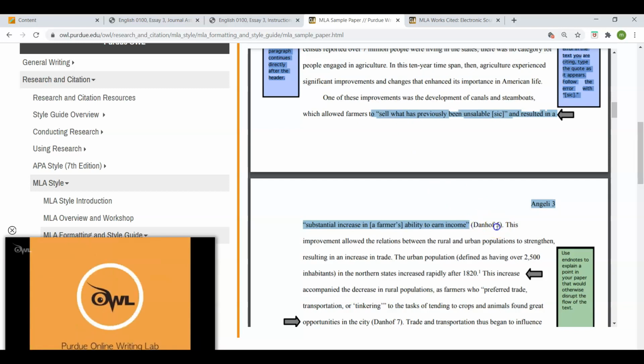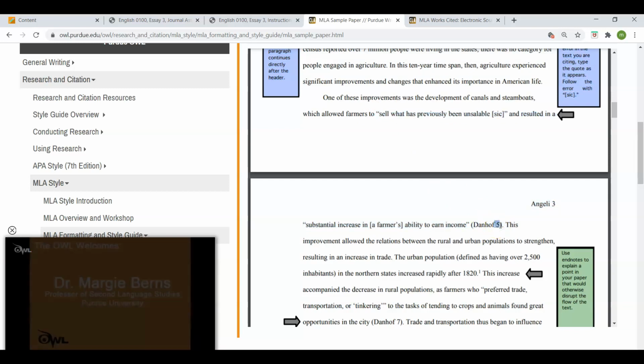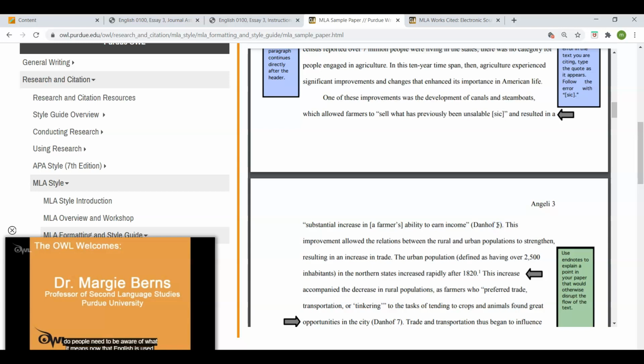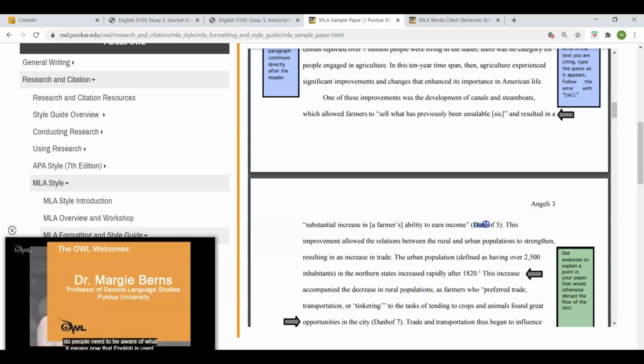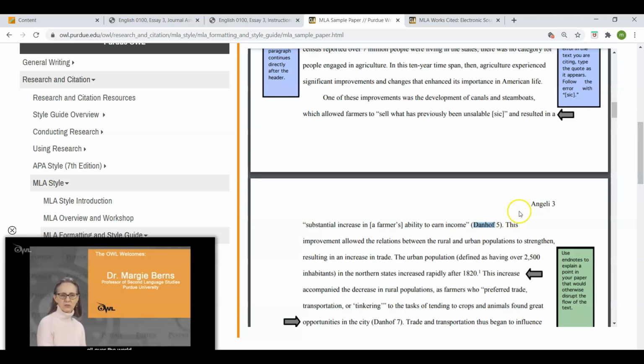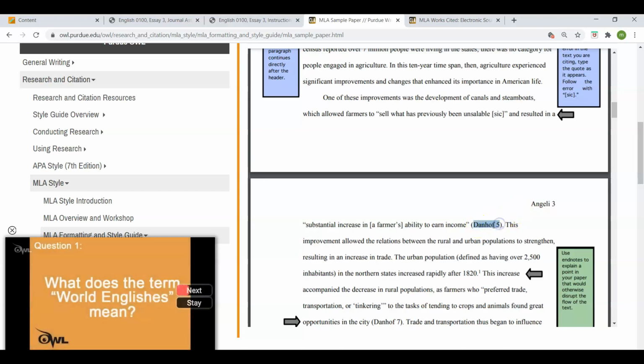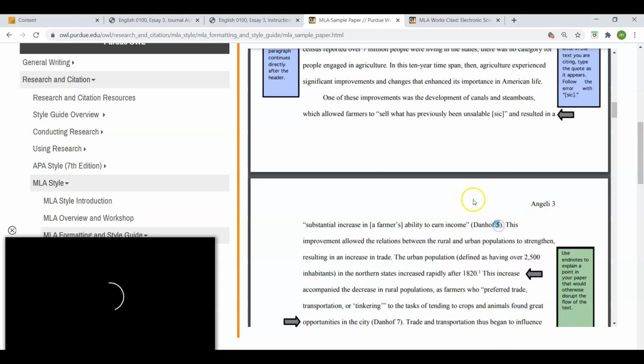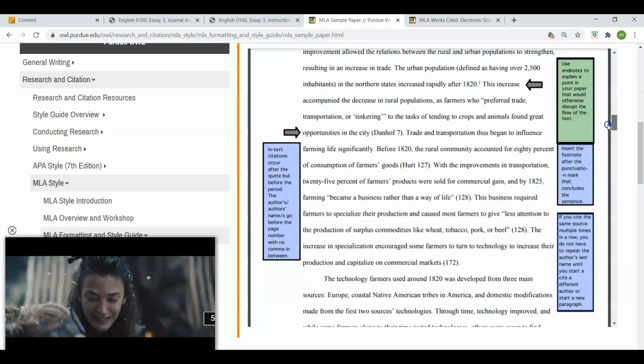Why does it say 5? Because the student got it on page 5. And notice the student didn't put page 5. The student just wrote Danhof 5. That doesn't give a lot of information, but at least we know that this came from a person whose last name was Danhof, and that it came from page 5. The rest of the information is on the works cited page.